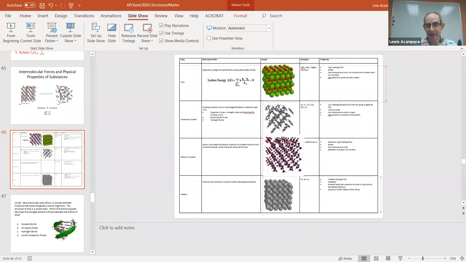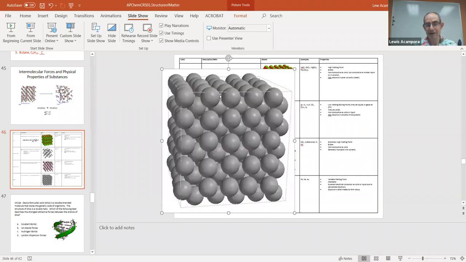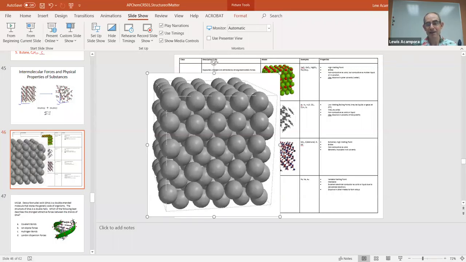And finally, put these back where they belong. Boy, that's about as boring a picture as you can imagine. It's kind of cannonballs, but this really is a good model of a metal, and 80% of the elements on the periodic table are metallic. What you're seeing here are just the atoms stacked like cannonballs. But the key thing is that they share electrons.